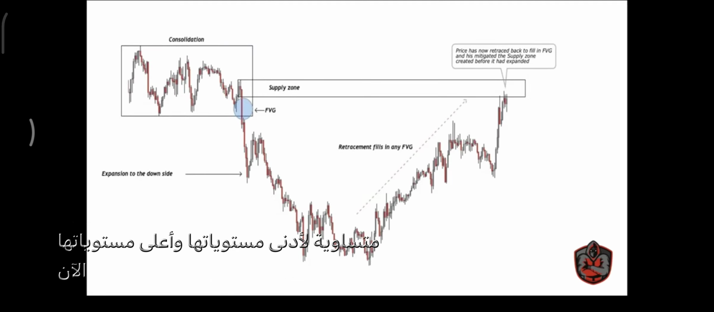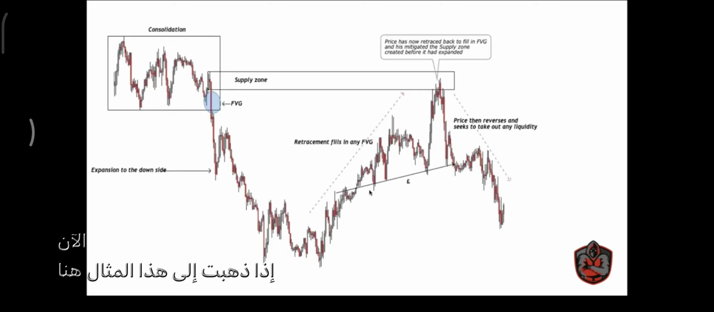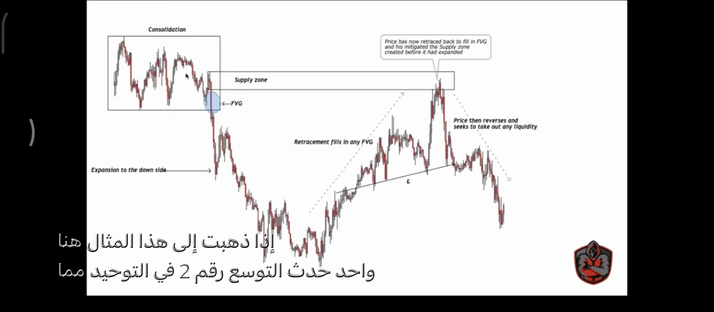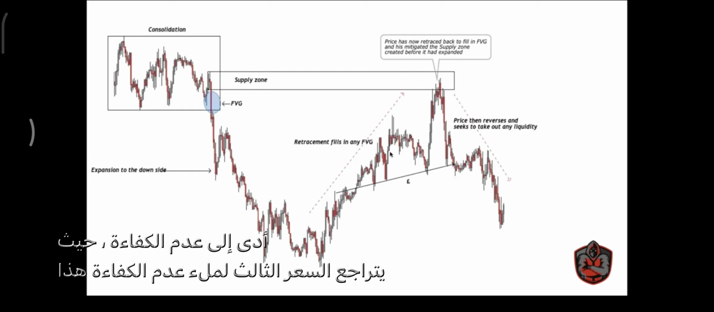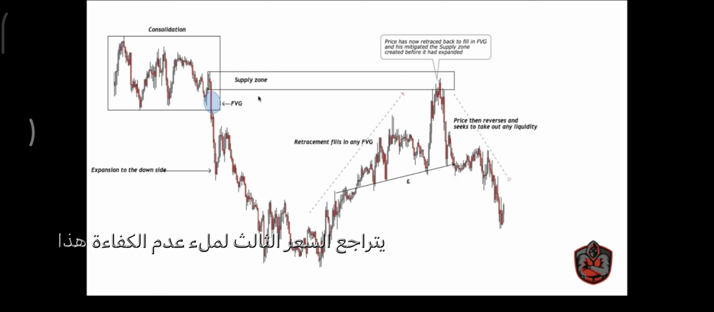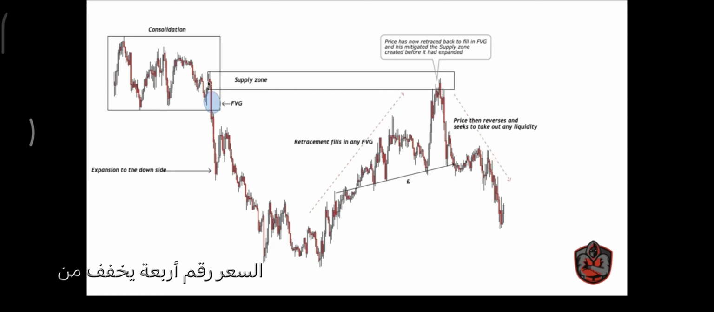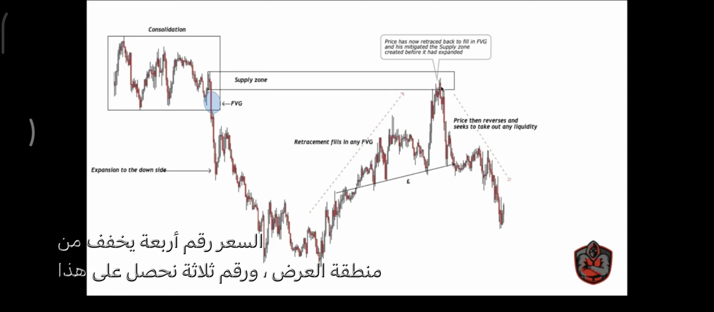Now, if I go to this example here, number 1, consolidation. Number 2, expansion happened, created inefficiency. Number 3, price pulls back to fill in that inefficiency. Number 4, price mitigates that supply zone, and we get that reversal.